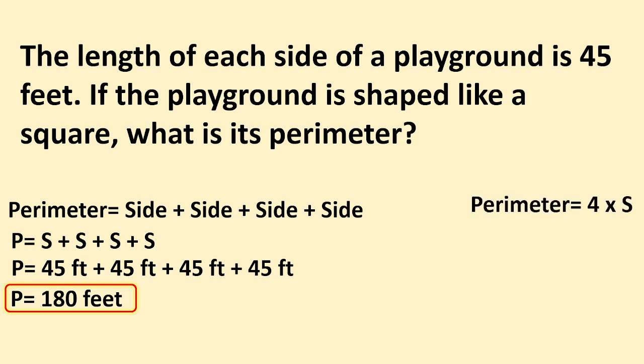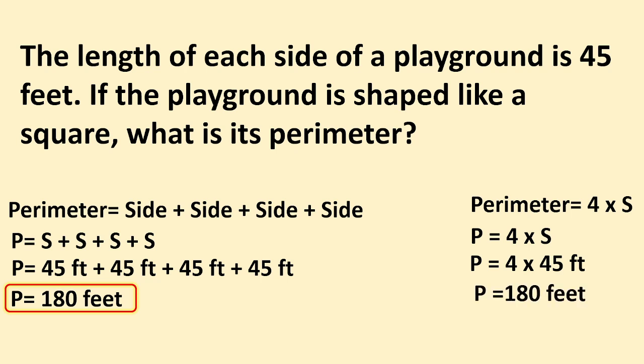Another formula, perimeter equals 4 times side, or we're going to write P equals 4 times S. P equals 4 times 45 feet. 4 times 45 equals 180. So the answer is 180 feet.